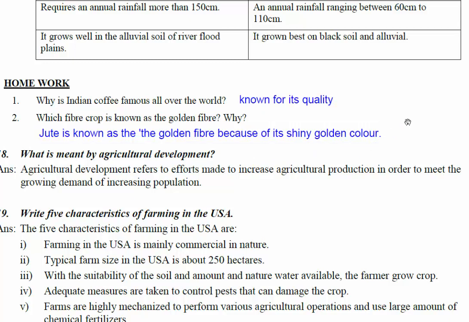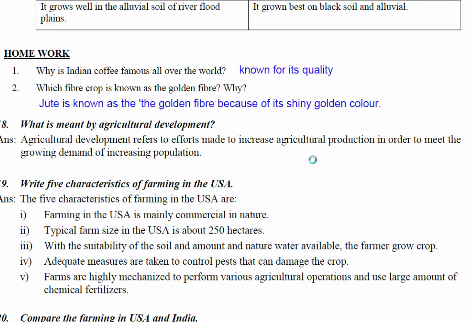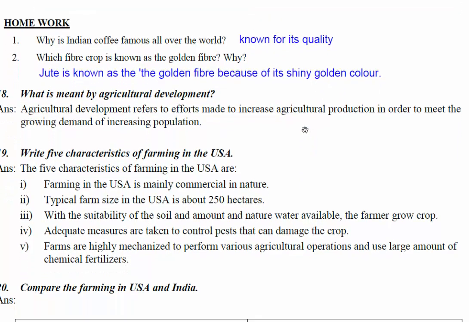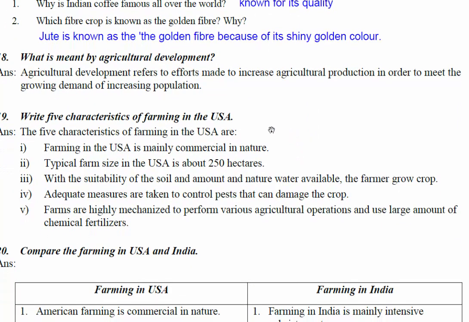Okay. Question number 18. What is meant by agricultural development? Agricultural development refers to efforts made to increase agricultural production in order to meet the growing demands of increasing population. That is what is meant by agricultural development.